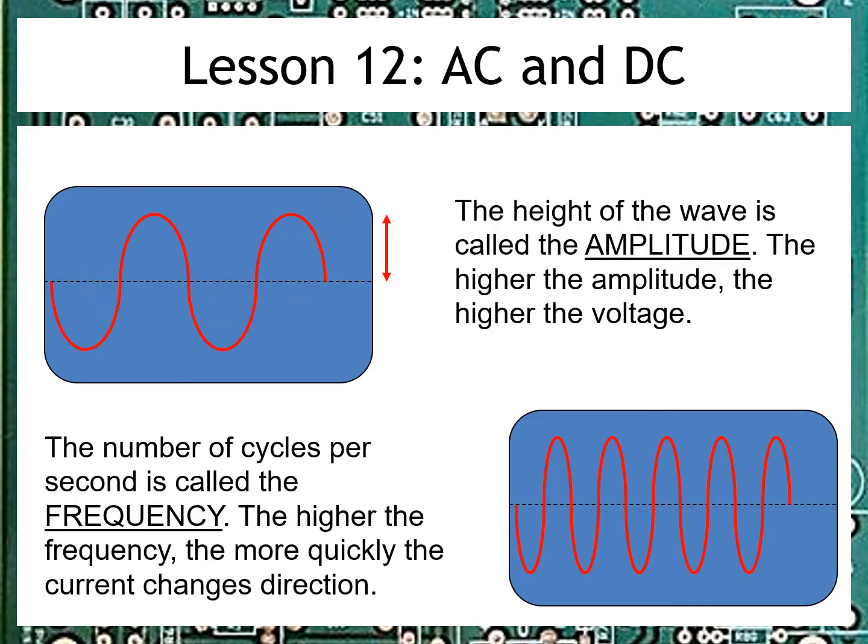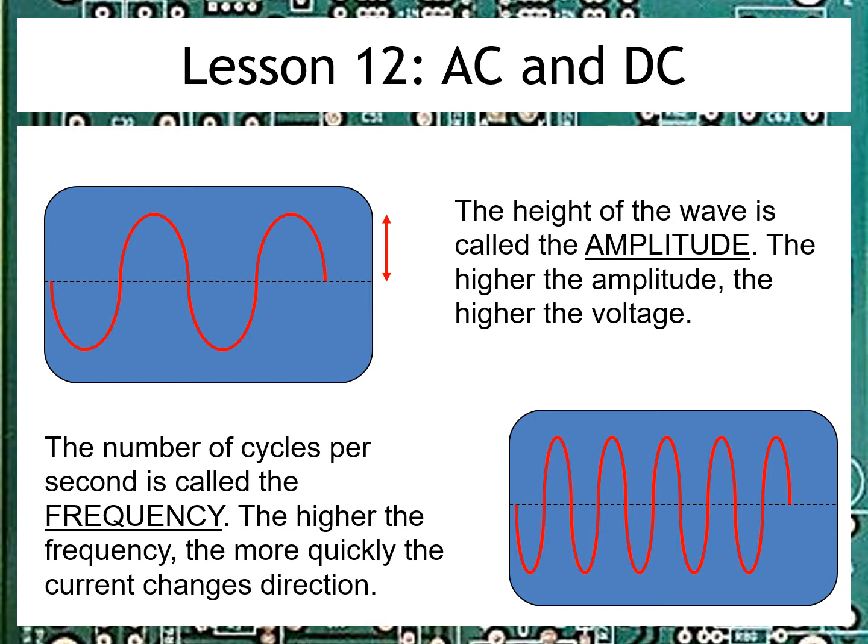We can vary two things about our AC current. The first is the amplitude. Amplitude is the height of the wave. Be careful here because by height we mean the height above that black dotted line, which represents 0 volts or when nothing is actually happening. So as the current flows in one direction, you can see it goes below the line, negative direction. And as it goes above the line, it's going in a positive direction. So the height of the wave, or the amplitude, is the height of it above that dotted line. The taller the wave, the higher the voltage.